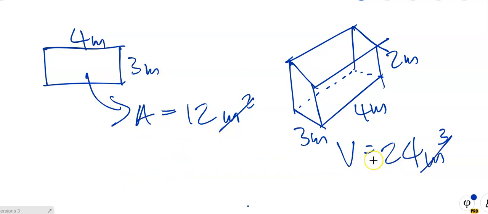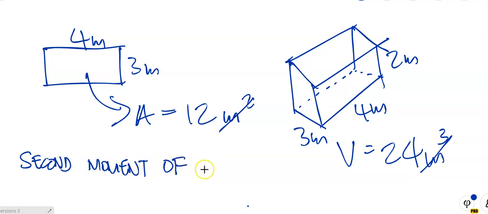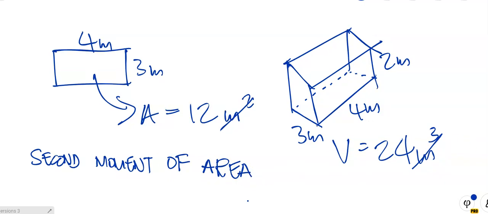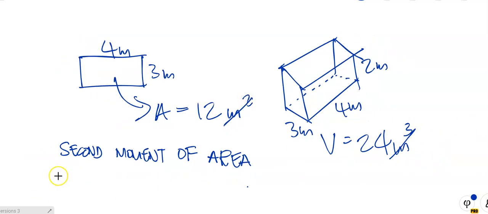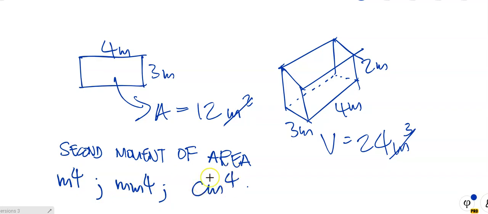But where does meters to the fourth come from? That concept there, I'm not going to say much about it. We call that the second moment of area. It is either measured in meters to the fourth, or in millimeters to the fourth, or in centimeters to the fourth.